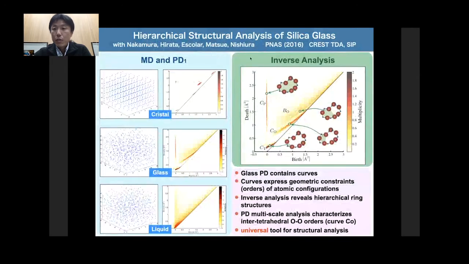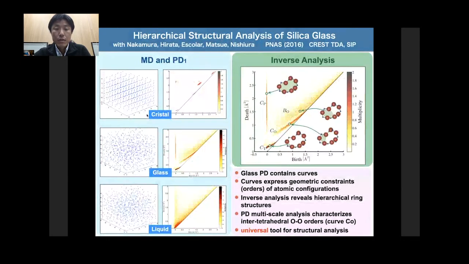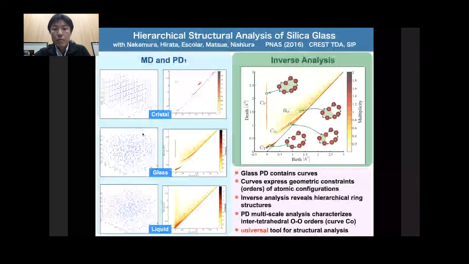In this research, we are interested in characterizing the geometric structures only appearing in a glass state. And we focused on the material silica, which consists of silicon atoms and oxygen atoms. These three panels are showing the atomic configurations of the material silica in a crystal state, in a glass state, and a liquid state. It means that each point here corresponds to an atom, a silicon atom or an oxygen atom.